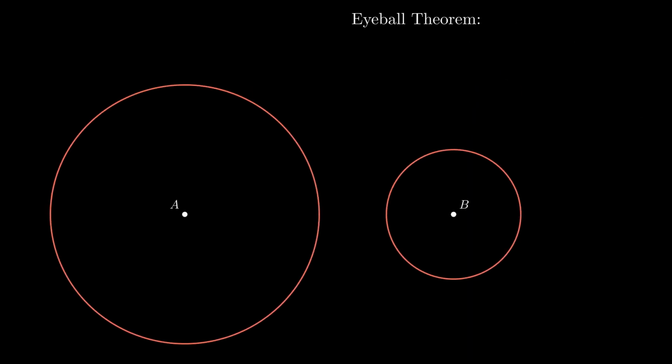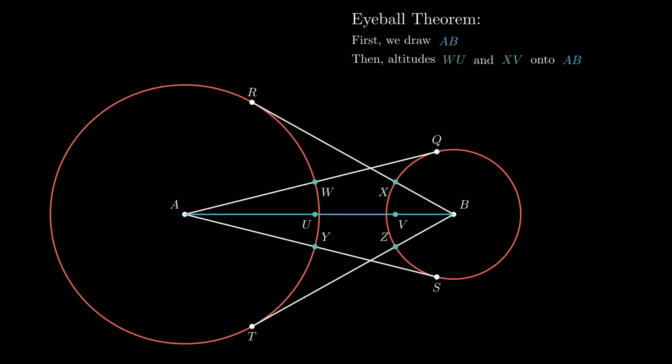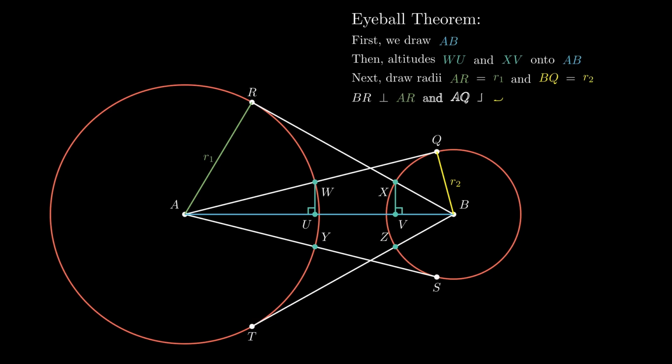Okay, now that we've proven the necessary lemmas, let's move back to the eyeball theorem. Let's first draw AB connecting the 2 circles. Then let's draw altitudes WU and XV onto AB. These altitudes come at a 90-degree angle to AB. Next, we will draw the radii AR and BQ. BR is perpendicular to AR and AQ to BQ by the radius tangent theorem that we just proved.